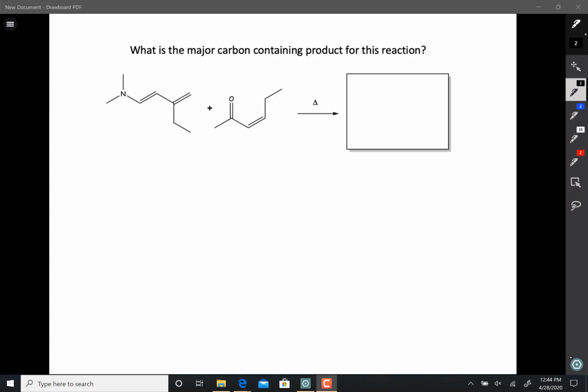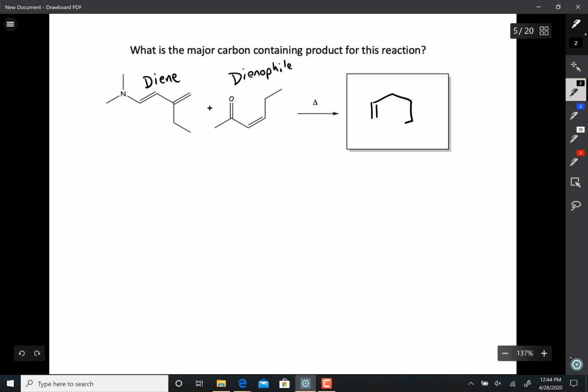In this problem, we're dealing with the reaction with a diene and a dienophile, which basically consists of an alkene attached to an electron withdrawing group. And so this is going to be a Diels-Alder reaction. And the products of Diels-Alder reactions are cyclohexenes. And so it's a good idea to just go ahead and draw this reaction out.